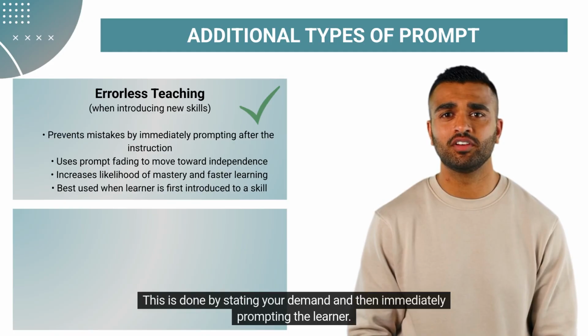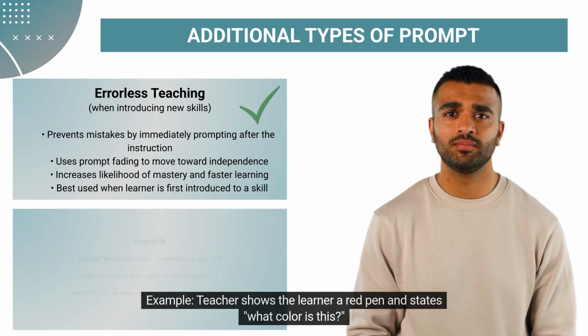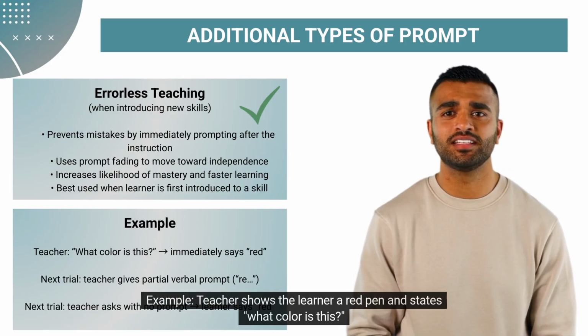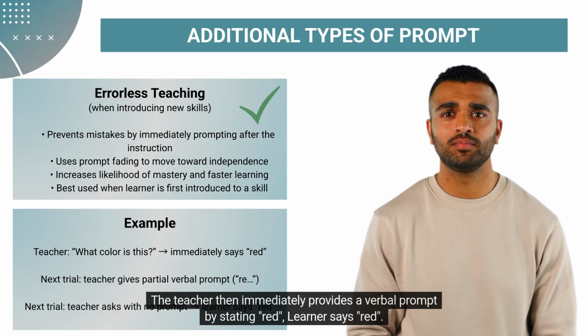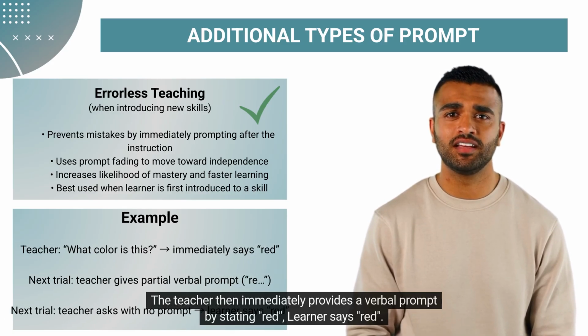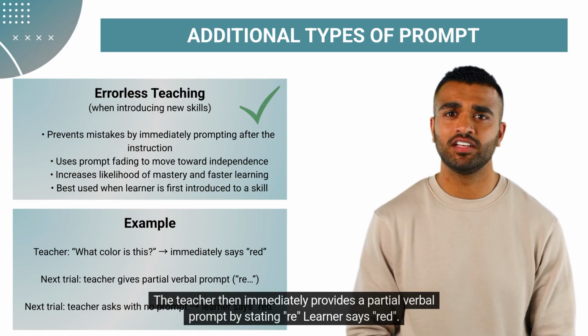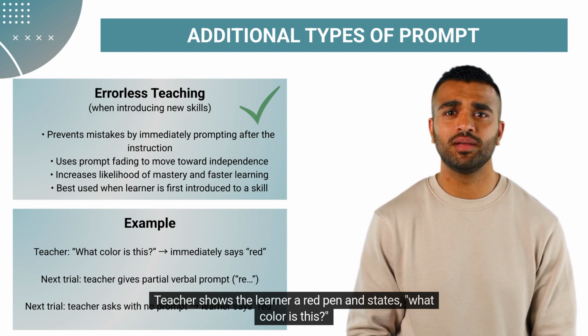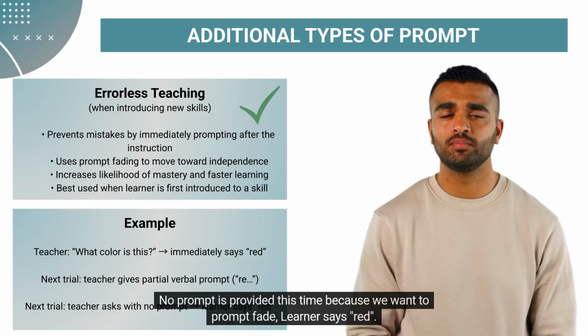This is done by stating your demand and then immediately prompting the learner. You will also use prompt fading when using errorless teaching. Example: teacher shows the learner a red pen and states, "What color is this?" The teacher then immediately provides a verbal prompt by stating "red." Learner says red. Teacher shows the learner a red pen and states, "What color is this?" The teacher then immediately provides a partial verbal prompt by stating "re." Learner says red. Teacher shows the learner a red pen and states, "What color is this?" No prompt is provided this time because we want to prompt fade.